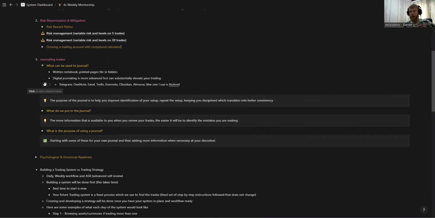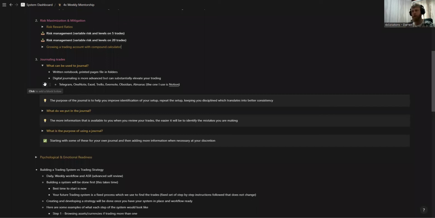So again, let's just start off here. What can be used to journal? There are many different ways to journal. When I started, I journaled using an actual book that I wrote things in. I never printed pages, but a lot of people I know do print pages, write on them, and then file those pages inside a flip file kind of thing. A lot of people also write into a notebook. Every way that you journal has pros and cons attached.